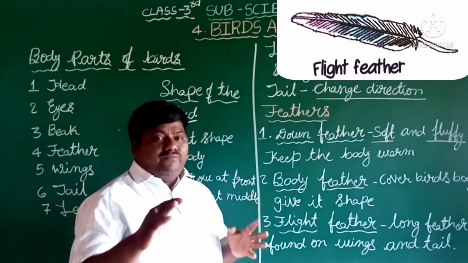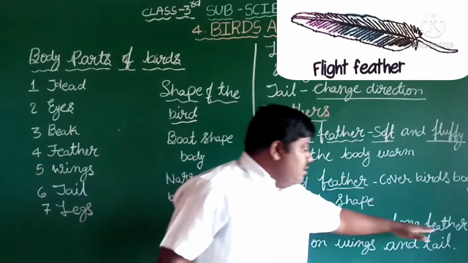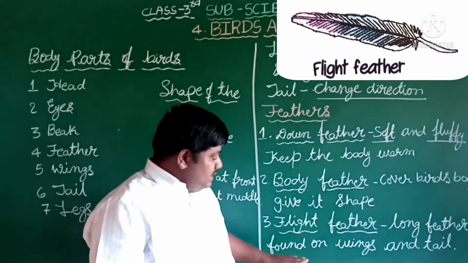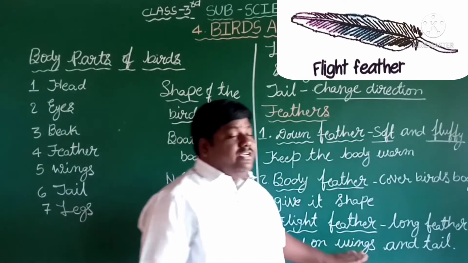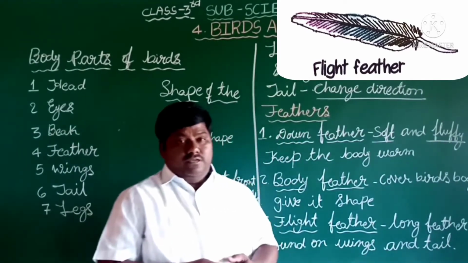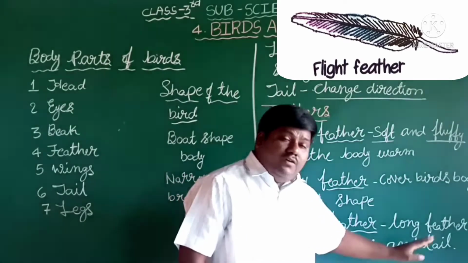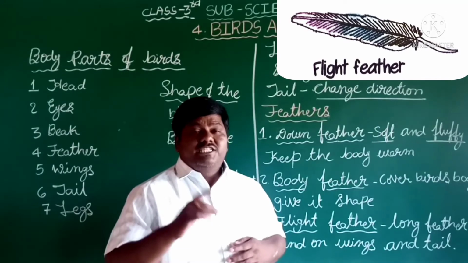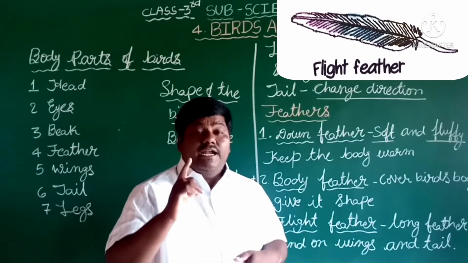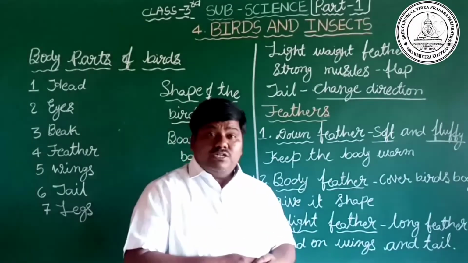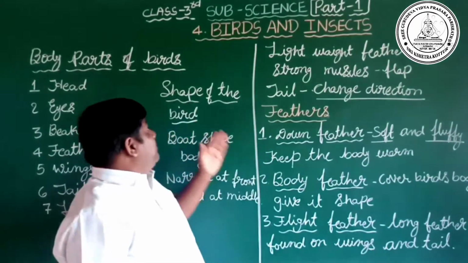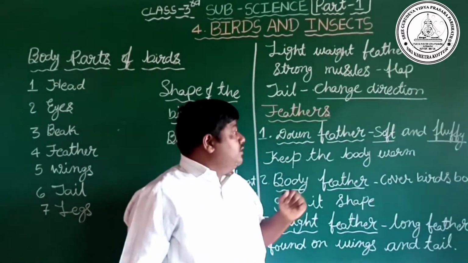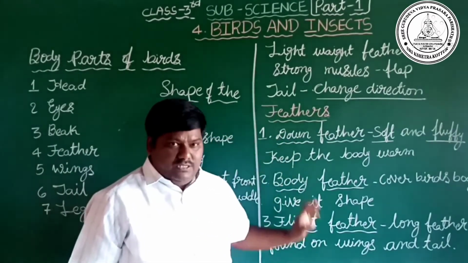Okay, see, next, flight feather. Here flight feathers are very long feathers. And where are we seeing them? Here we are seeing the flight feathers on wings and tail of the bird. Already we know that tail helps the bird change its direction. Okay, dear students, this is about the body parts of birds, shape of the bird, and types of feather.